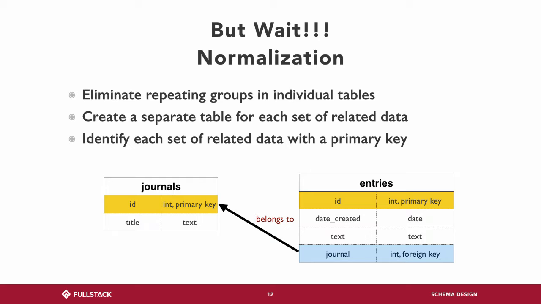So you can see here that this is a little bit of a better design where we now have the ability to modify our title and very, very easily find all of our entries for a given journal because, again, if we have the journal, we have the ID of the journal, and then we can just do a where clause and find all the entries for that ID.